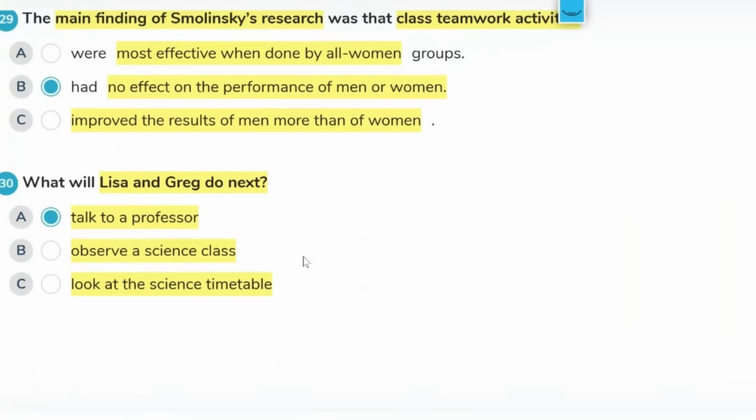Now, two suggestions. Let's see what they will do next.